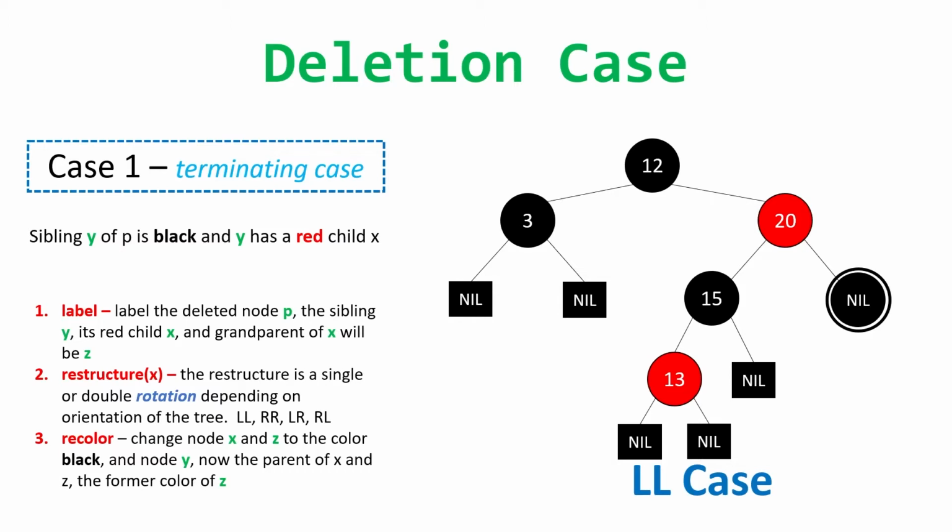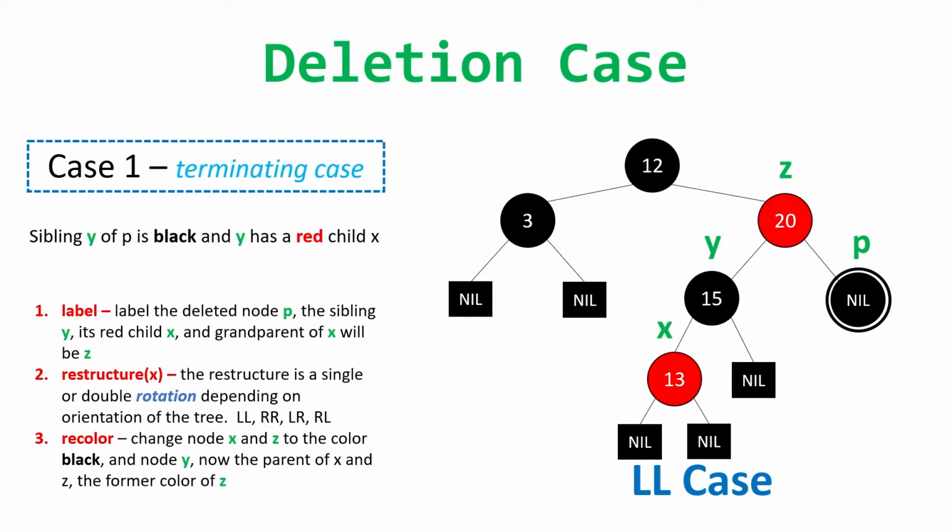The first thing I like to do is label. The deleted or promoted node, we label P. The sibling of P will be Y, and it has a red child X, and the grandparent of X will be Z, or the parent of Y is Z. We've done some labeling now. So this is case 1: sibling Y of P, the promoted node, is black, and Y has a red child.